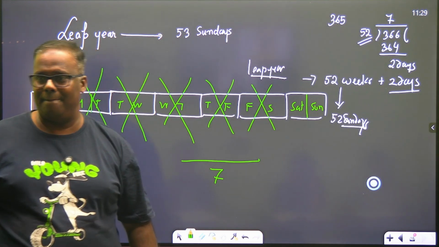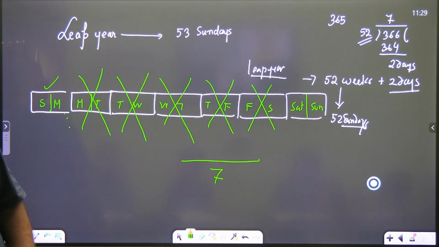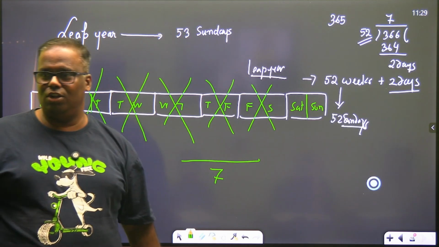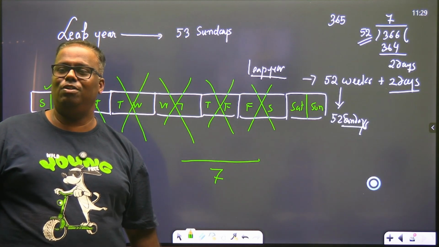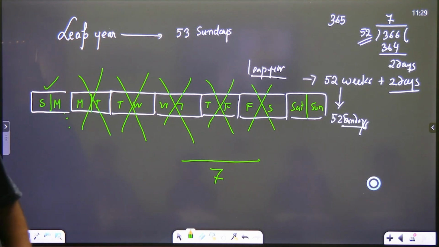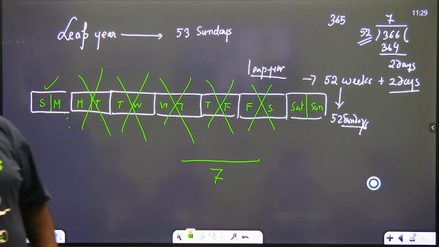We can say every 7 years, there are 2 years where we get a extra Sunday. No, it's not always. It's not always. There is a chance.